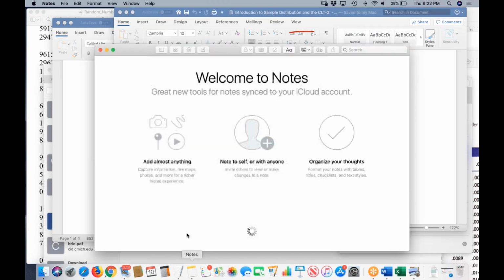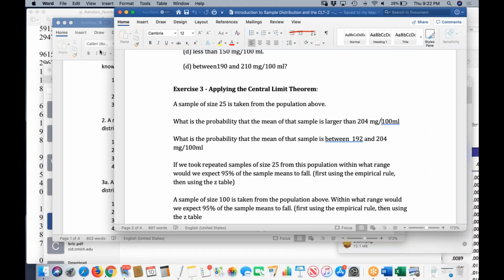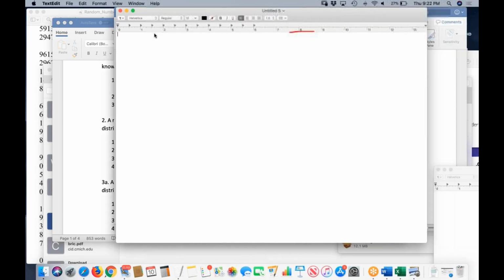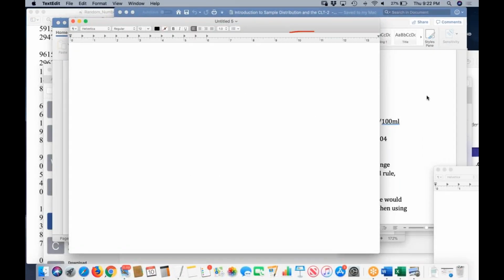Let me draw this again. I want a nice blank piece of paper. Okay, so the original population looks something like this. The mean is 200, mu, and the standard deviation is equal to 20.